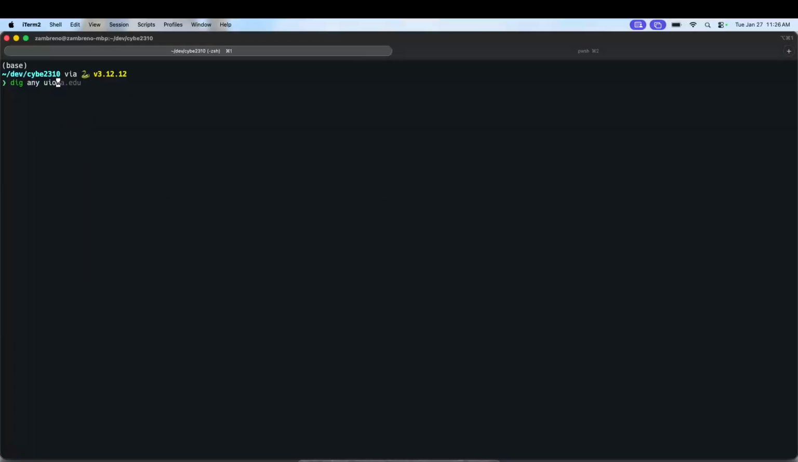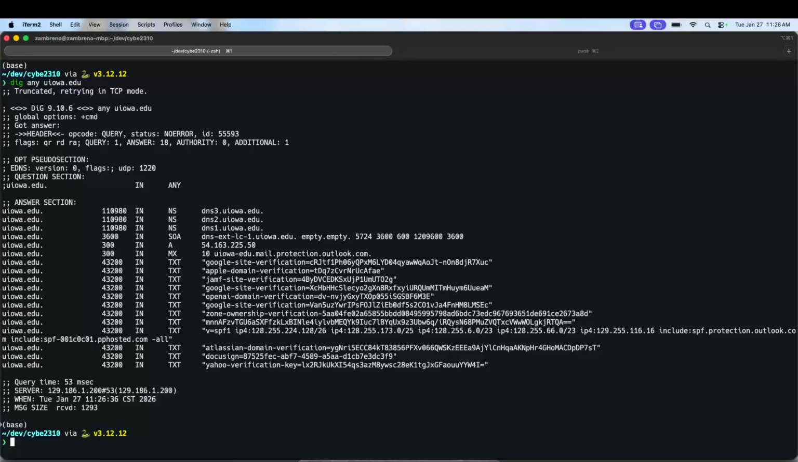Let's do uiowa.edu instead. Take a moment. It's a little hard to read, perhaps. What do we know about University of Iowa that we didn't know previously, just based on running that dig command? IP address, fine. What else? Who runs their mail service? Outlook, yes, as many places.